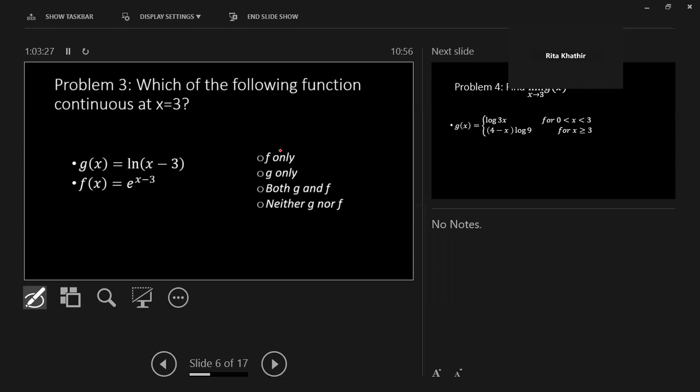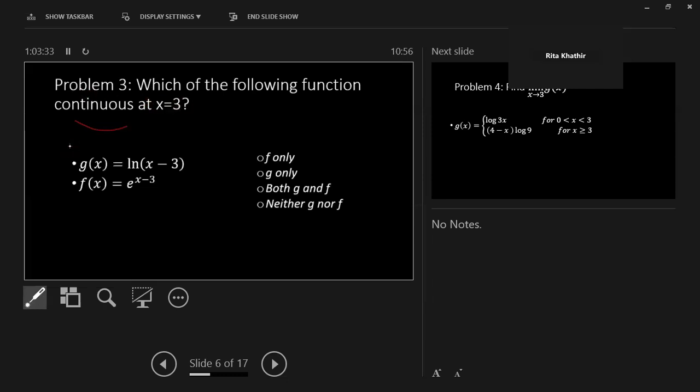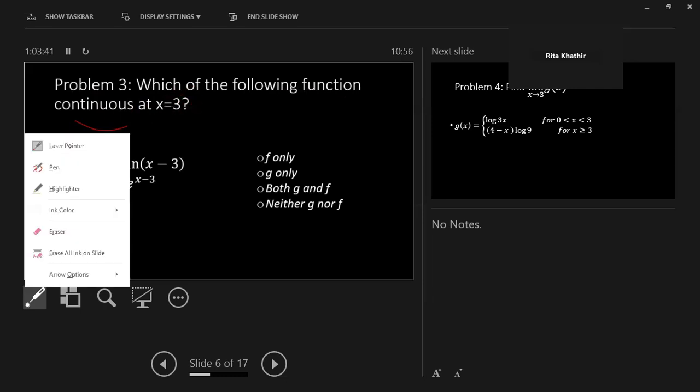Look here, we have a difference. The problem is: which of the following functions is continuous at x equals 3? Just try. You try.